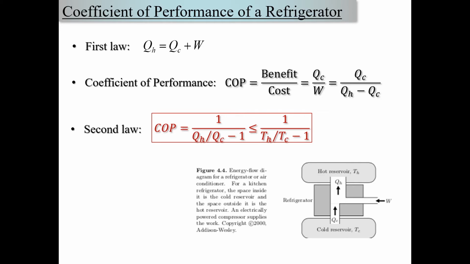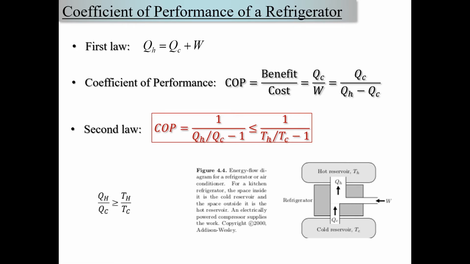For a refrigerator, instead of the efficiency, we talk about the coefficient of performance, which is equal to the ratio of the amount of heat that you are able to take out of the cold reservoir, since that is the goal of a refrigerator, to remove heat from the cold reservoir, divided by the work that you have to put in. And this can be written as 1 over QH divided by QC minus 1.